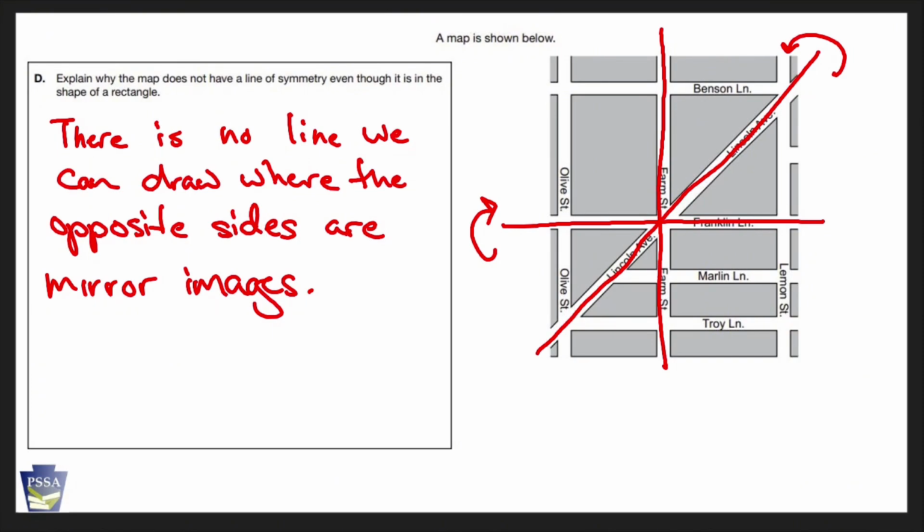That's the end of our open-ended problem and the end of practice test number 2.